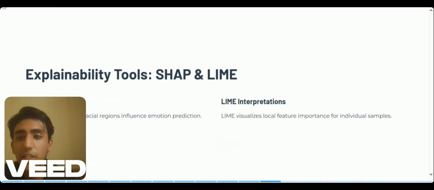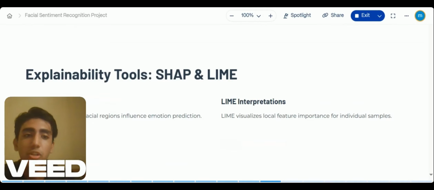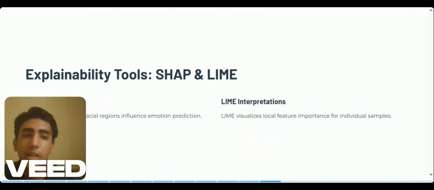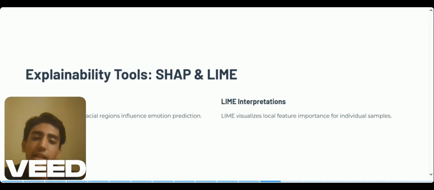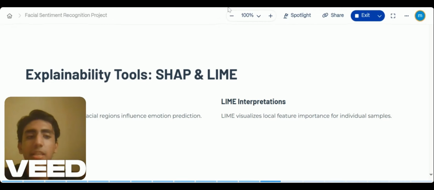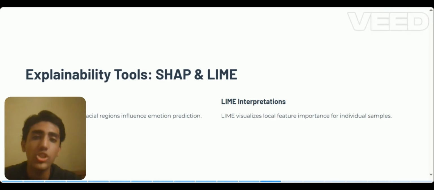There are explainability tools. We are using SHAP and Lime, which are the two most important ones. What are explainability tools? SHAP stands for Shapley Additive Explanations, and Lime stands for Local Interpretable Model-Agnostic Explanations, right? So what that basically means is SHAP can exactly explain why the model predicted a particular emotion from a face image, right? So it can explain exactly why the model predicted that this person is angry and not worried instead, right?